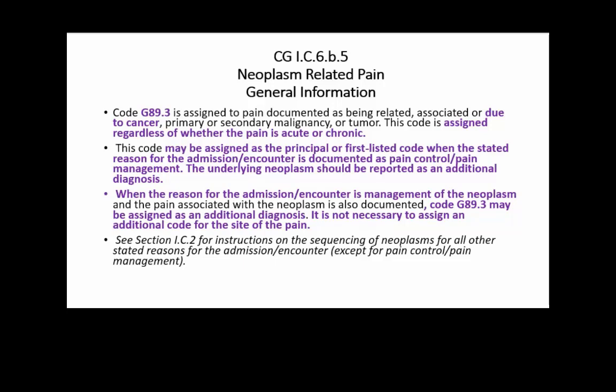If the reason for the admission was to manage the neoplasm, but the patient has pain associated with the neoplasm, that code G89.3 would be assigned, but it would not be the principal. The principal would be the code for the cancer. And then in italics, it refers us back to the neoplasm chapter, Chapter 2 in the code book, to review those guidelines as well.